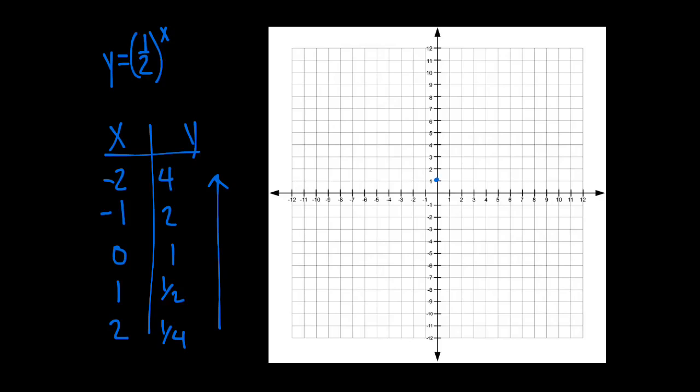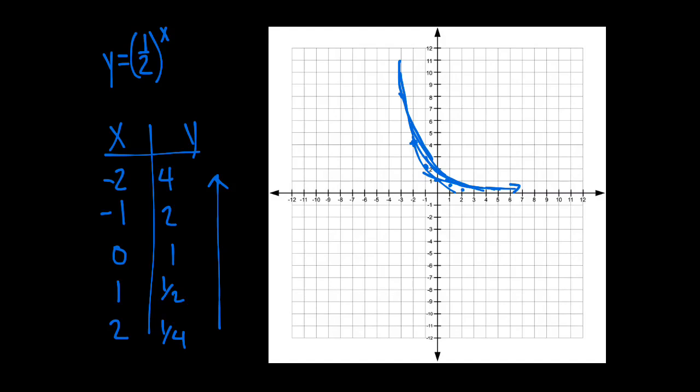So we have 0, 1, -1, 2, -2, 4. -3 would put us at 8. We could plot that if we want. 1, 1/2, and then 2, 1/4. And again, same thing we had talked about with the growth.